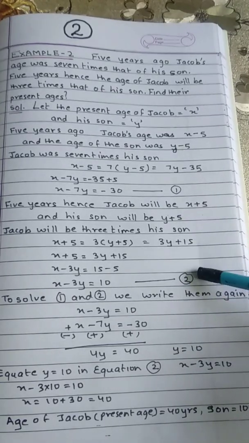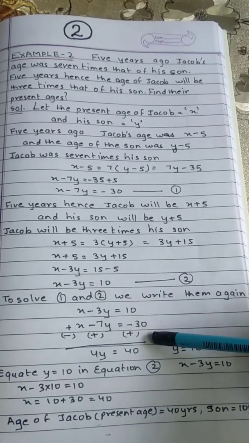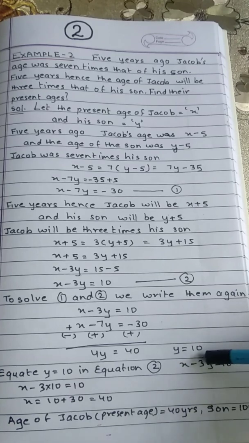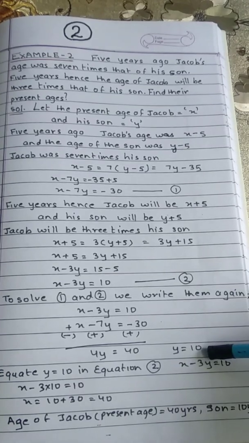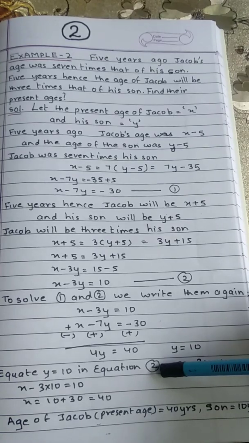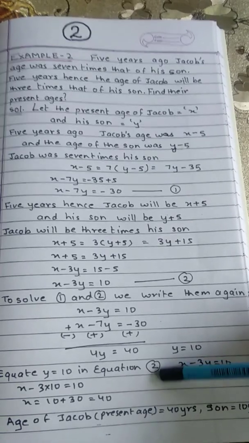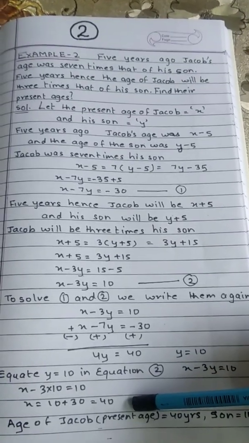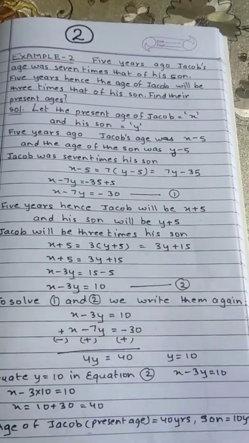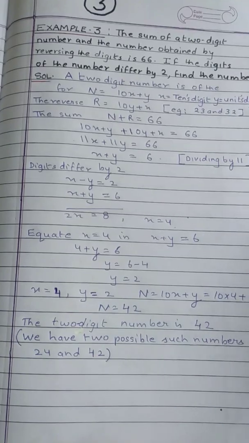Solve these first two equations, writing them together, change the sign. You get 4y equals 40, y is 10. Put the value of y in any of the equations by choice. Let us put it in second equation. The value of x is 40. Age of Jacob is 40 years and age of his son is 10 years.